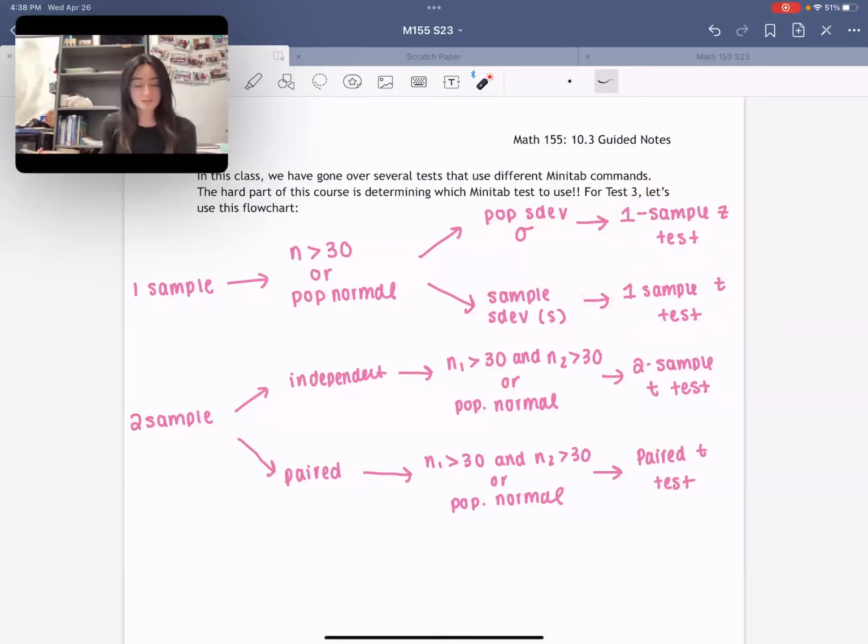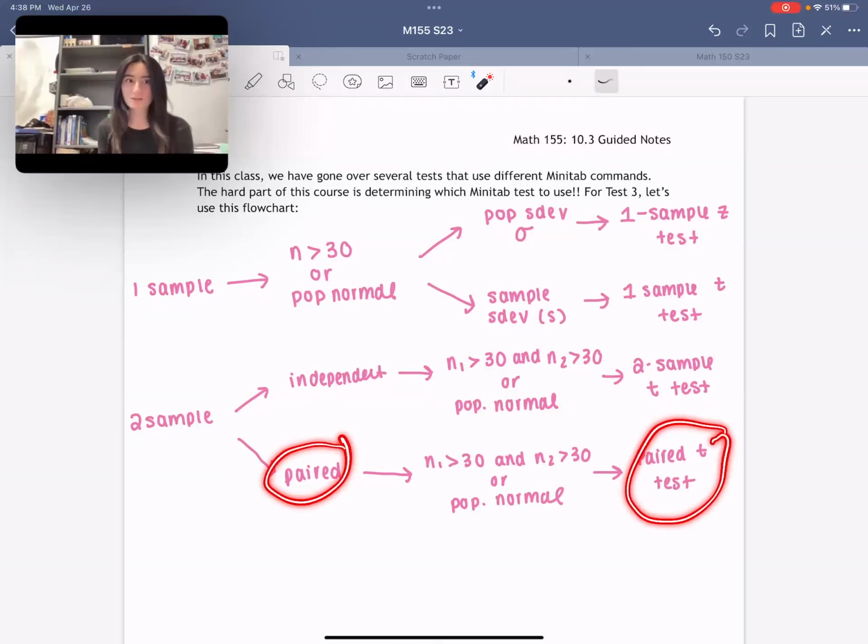So that's pretty easy. Now, if the question gives you two samples, the next thing you need to decide is if you're given independent or if you're given paired samples, okay? If you have independent samples, you have to decide, okay, can I do the question by seeing if your assumptions are met? And if that's true, use the two sample t-test. If you're given paired samples, easiest question on Minitab, use the paired t-test.